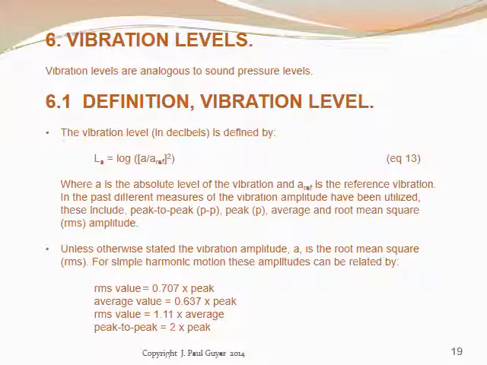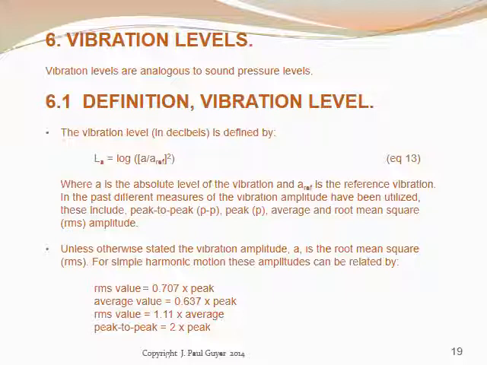Vibration levels are analogous to sound pressure levels. The definition of the vibration level in decibels is given by equation 13, where A is the absolute level of the vibration and A reference is the reference vibration. In the past, different measures of the vibration amplitude have been utilized. These include peak to peak, peak, average, and root mean square amplitude. Unless otherwise stated, the vibration amplitude A is the root mean square.